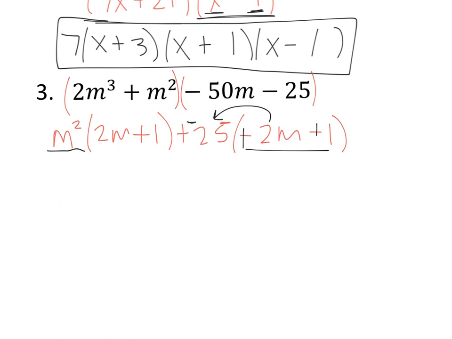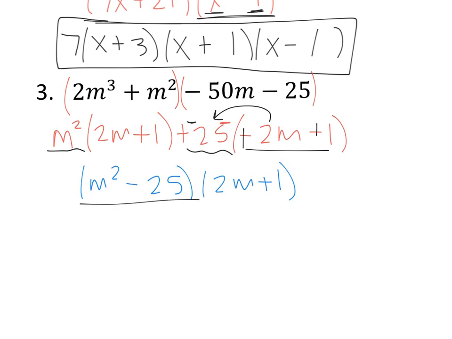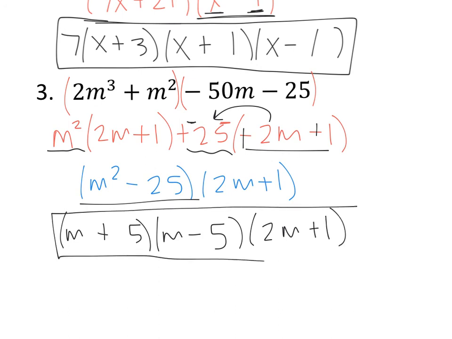And then I write my final answer by putting my two factors outside the parentheses together. An m squared plus or minus 25 now, right? I change that. And then a 2m plus 1. And now I continue looking at this m squared minus 25, and that can continue to be factored. So I can take the square root of m squared and get m, square root of 25 and get 5, and then 1's a plus, 1's a minus, and I can't forget to attach on my 2m plus 1. And then that would be my final answer to that third example.